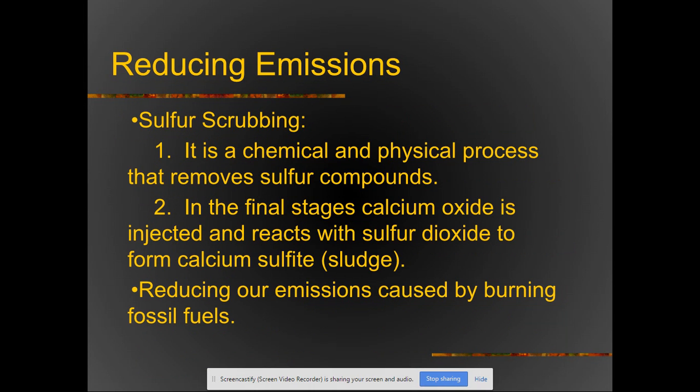Sulfur scrubbing is a chemical and physical process that removes sulfur compounds. In the final stages, calcium oxide is injected and reacts with sulfur dioxide to form calcium sulfite, which is like a sludge. This all reduces our emissions caused by burning fossil fuels.